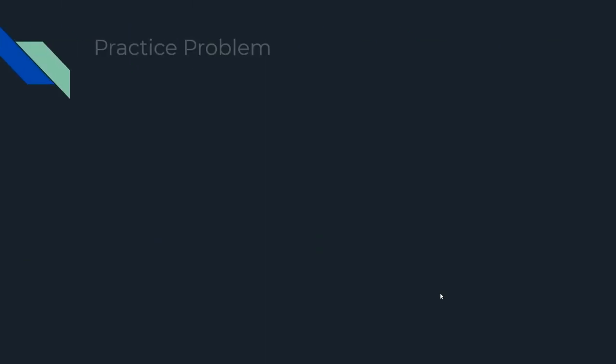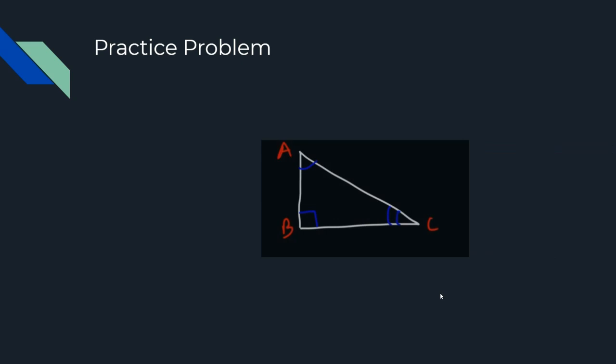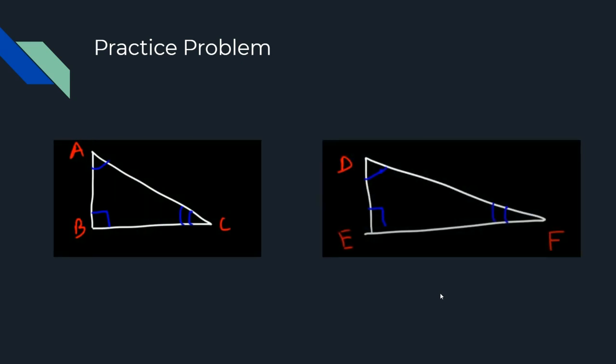So now we have another practice problem here where we have two right triangles. We have triangle ABC and triangle DEF. Now, I would like you to pause me and work this out and try to see if these two triangles are congruent. Hopefully you paused me. So now we are going to go over it.